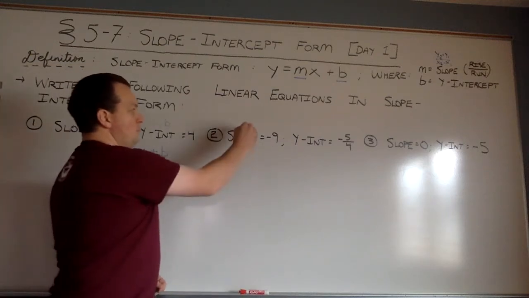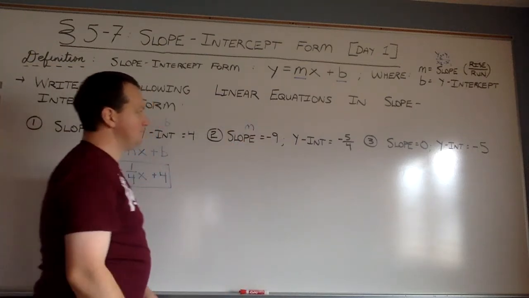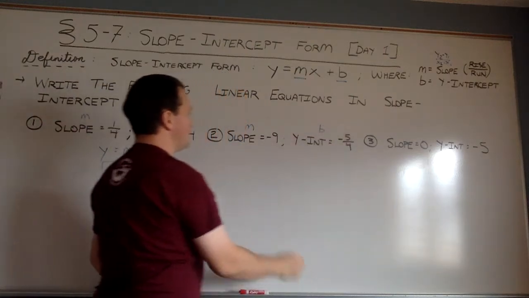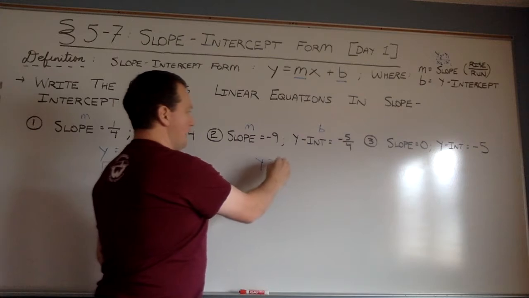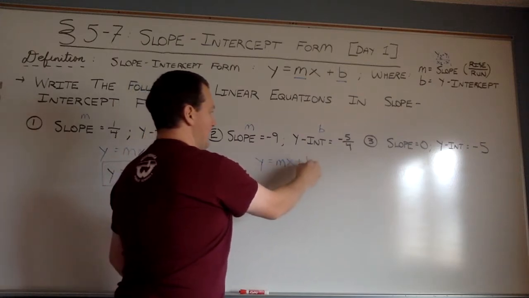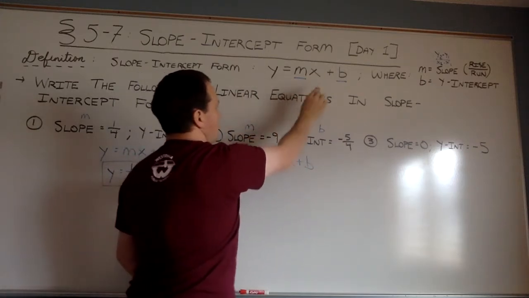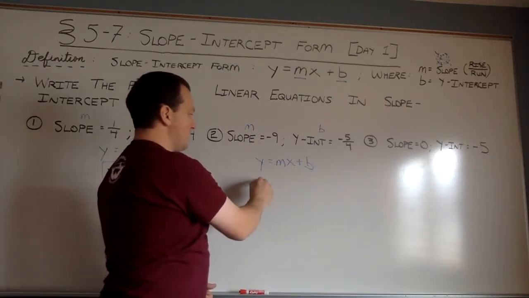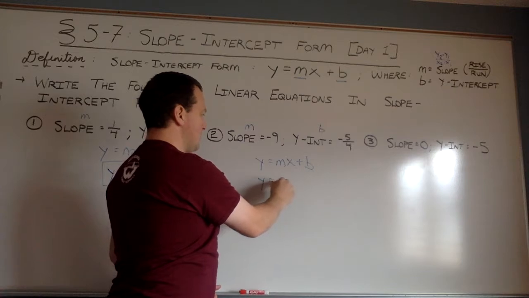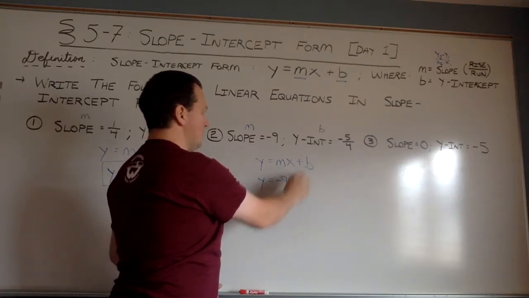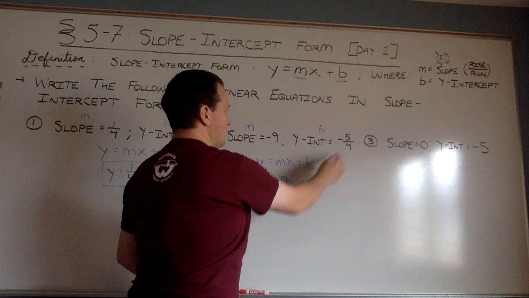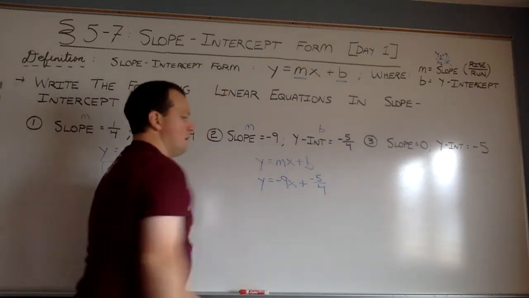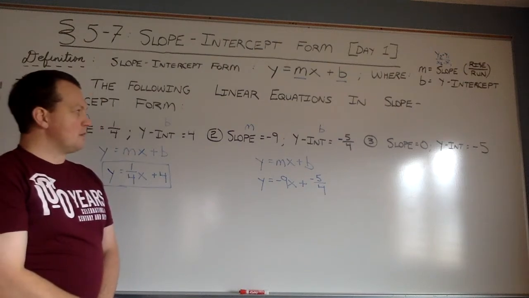Example 2. Here, m, the slope is -9, and b, the y-intercept is -5/4. So if it's helpful, go ahead and write down your y equals mx plus b slope-intercept form equation and plug and chug. M, the slope of the line, is -9, so y equals -9x plus b is -5/4. That's all we've got for slope-intercept form.